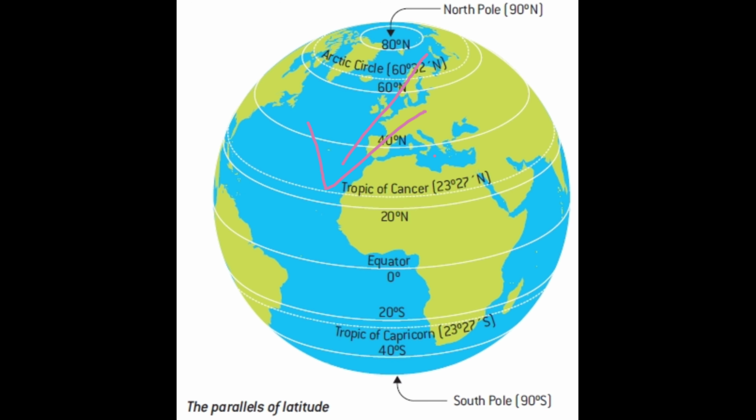All parallels north of the equator are called north latitudes. Similarly, all parallels in the south of the equator are called south latitudes. The alphabet N is used to indicate the north latitudes and S is used to show the south latitudes.